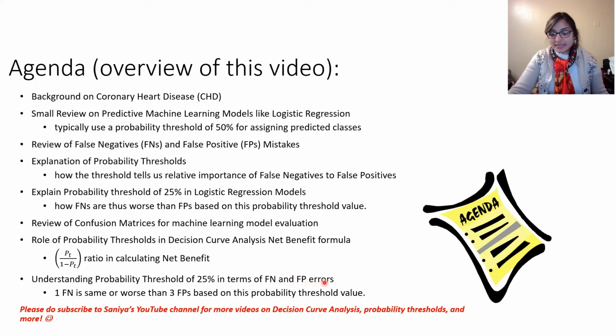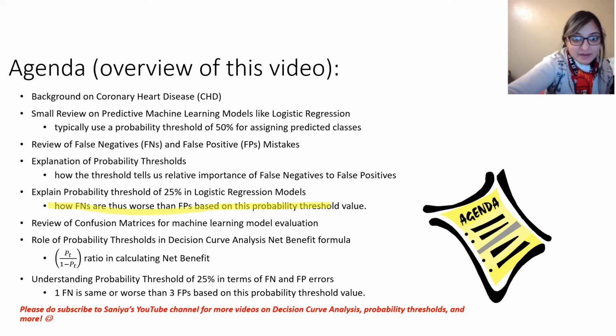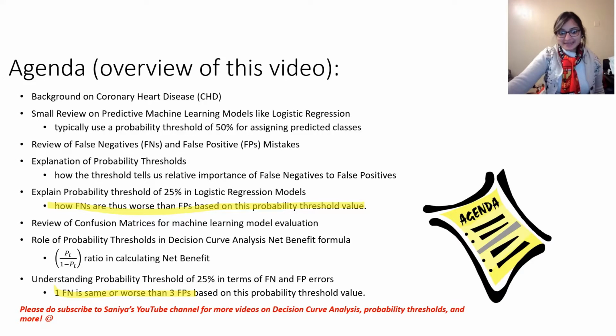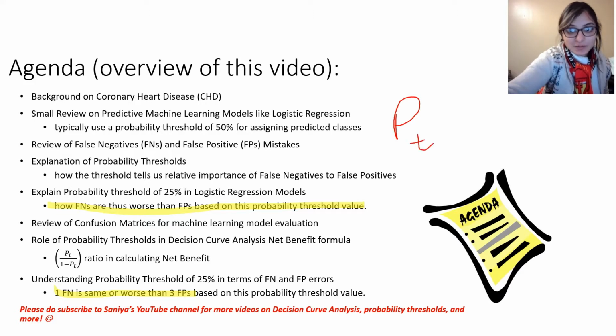And then how we can understand that probability threshold of 25% in terms of false negative and false positive errors. Ultimately, you'll see how one false negative is the same as or worse than 3 false positives based on this probability threshold value of 25%. I kind of have given a spoiler alert. Because we can see that false negatives are worse than false positives, one false negative is the same as or worse than three false positives based on that probability threshold of PT equals 25% here.